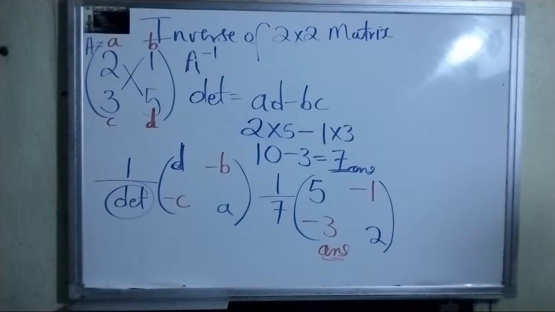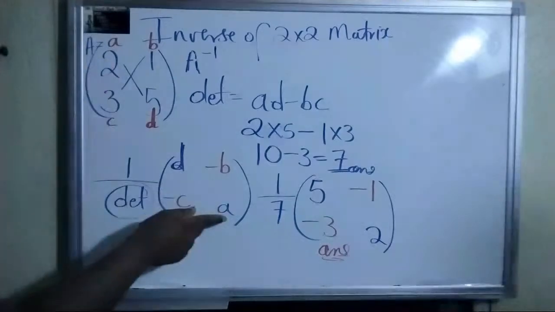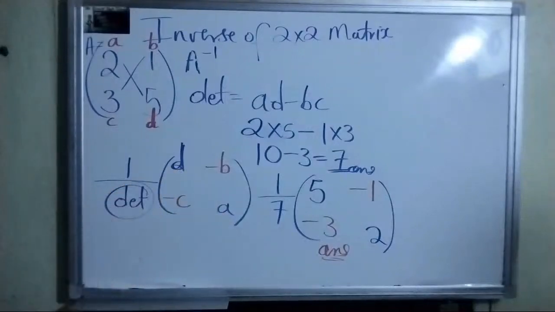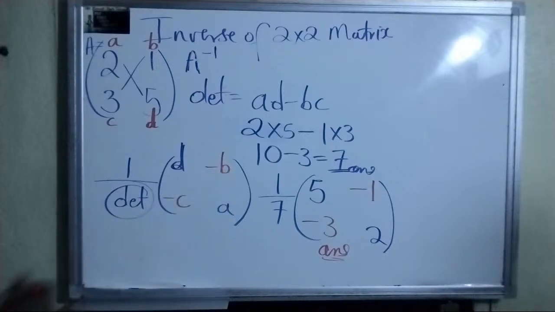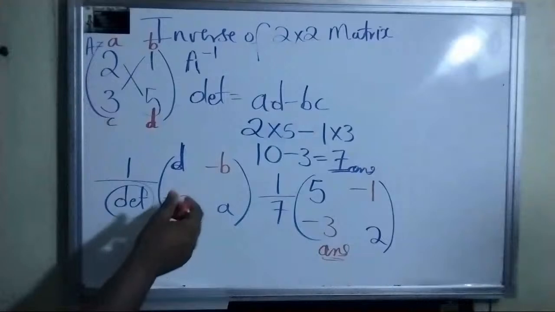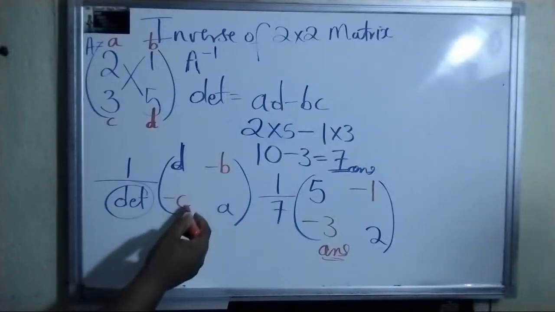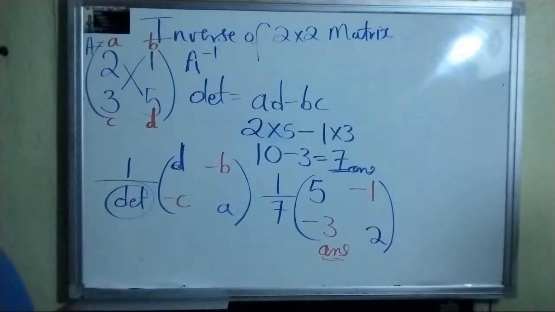How do we obtain the adjoint? We change the position of D and A. So see here, A goes there, D goes there. And we change the sign of B and C. So we don't change the position of B and C. We hold that position, right? We hold this B and C. But we change the sign, alright? So if it's negative, it becomes positive, and if it's positive, it becomes negative.